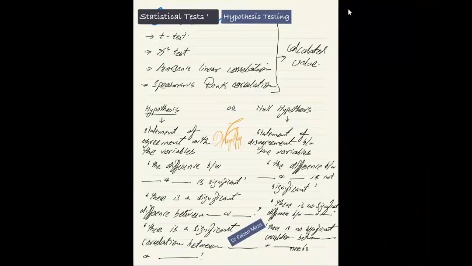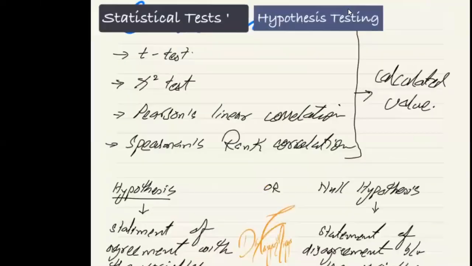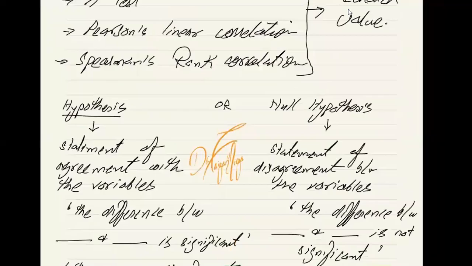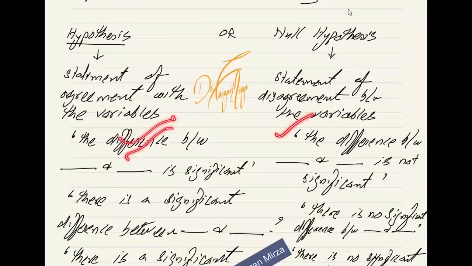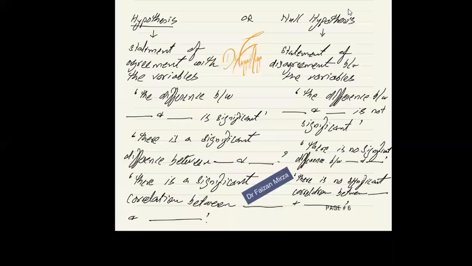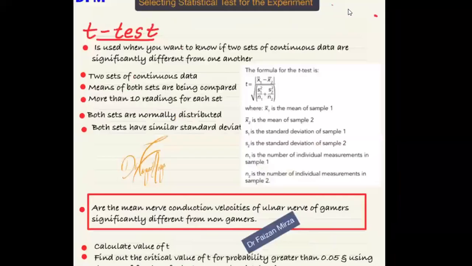Hardy-Weinberg principle questions normally come, and the statistical tests that they normally ask you about are the t-test and chi-square test, and Pearson linear correlation and Spearman rank correlation. You may be asked about the hypothesis and null hypothesis. The hypothesis will always be a statement of agreement between the variables. You say that yes, the association is there and the association is significant. The null hypothesis will always be that the difference or the association is not significant. It may be an association, a correlation, or the difference between observed and expected, or anything according to the question.